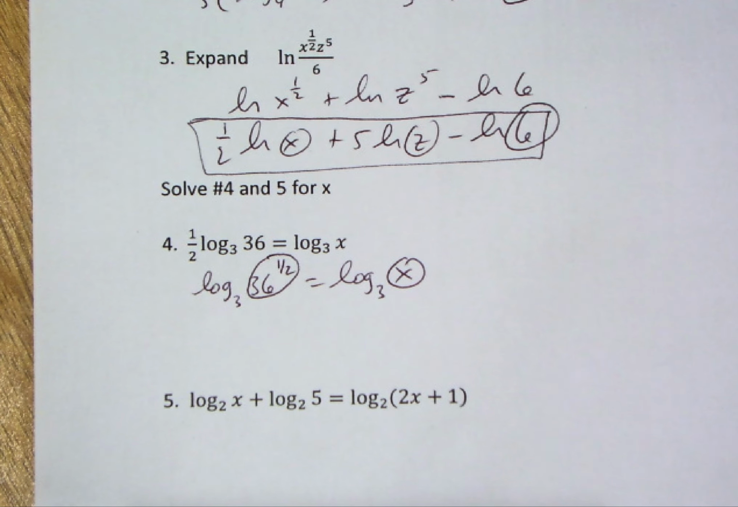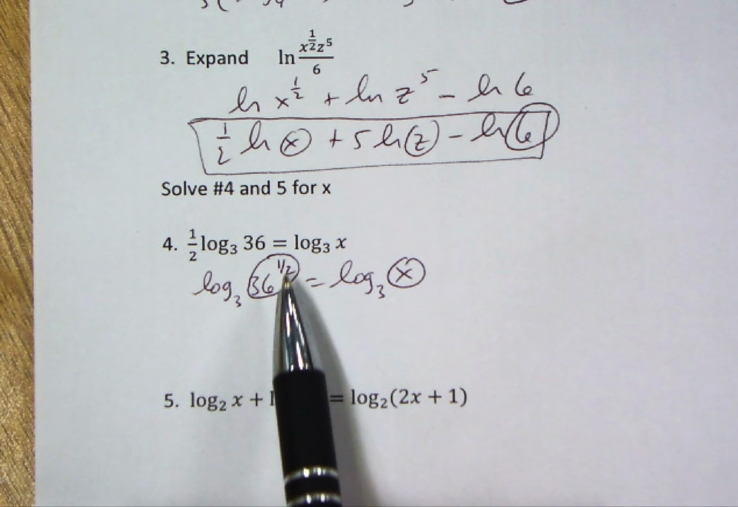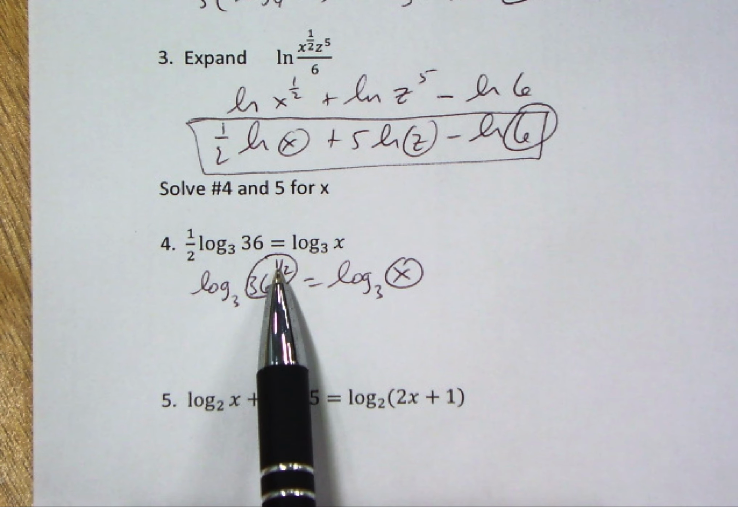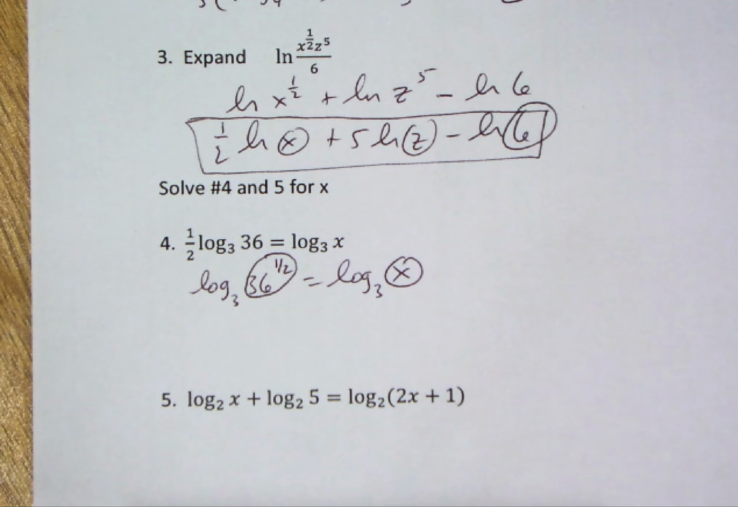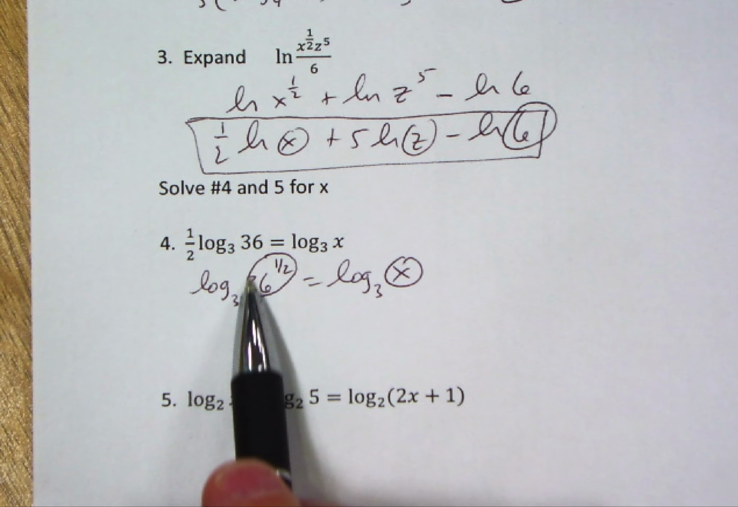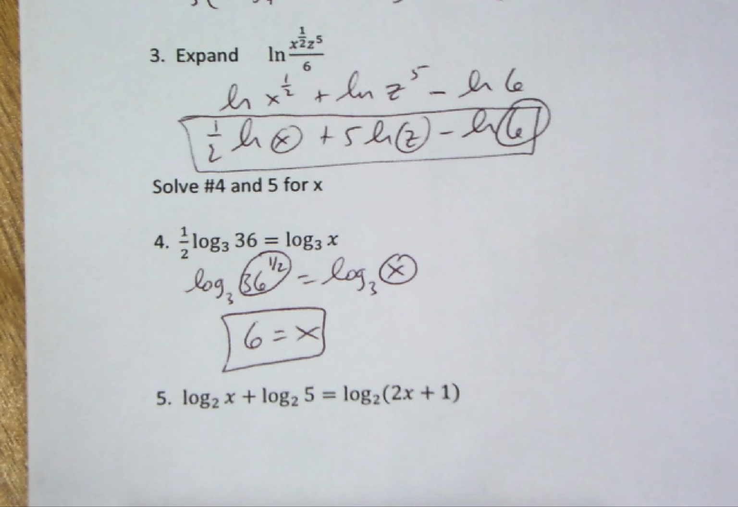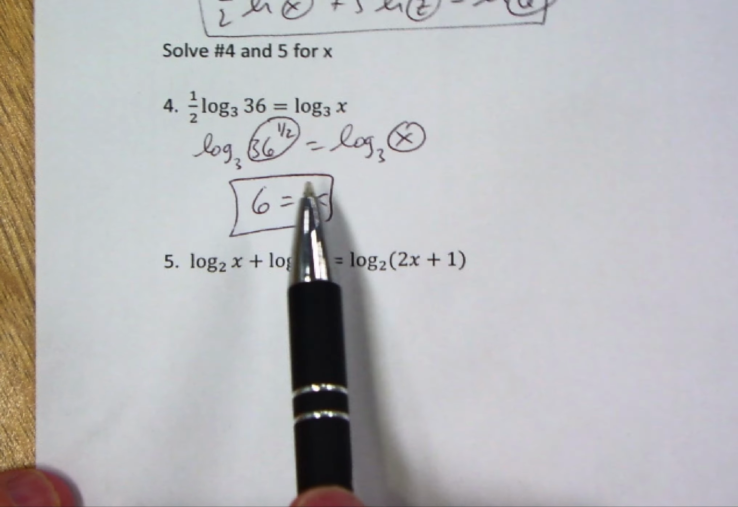The reason I picked this one is because a lot of people would look at 36 to the 1/2 and think it's 18. But it's not 18 because remember, taking something to the 1/2 power means square rooting that thing. So this is really the square root of 36. So 6 equals x. But I wanted to do this one to remind you guys it's not 18, but it means square root.